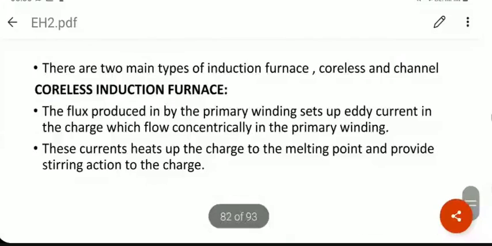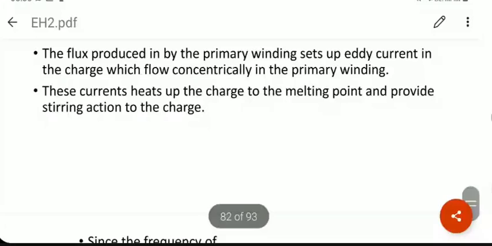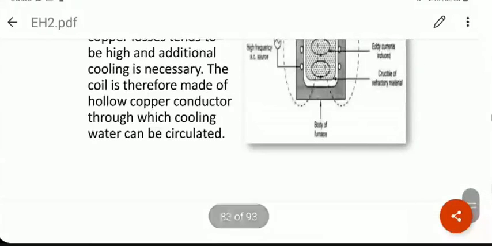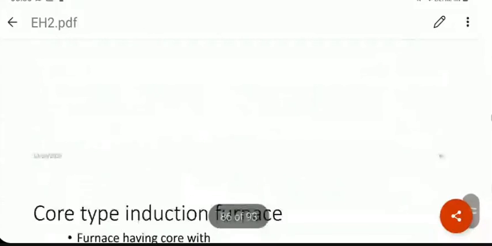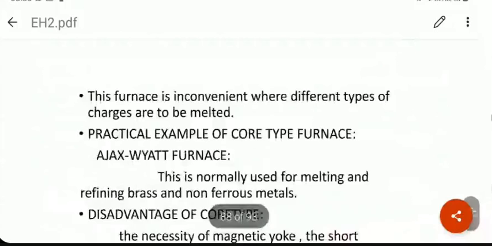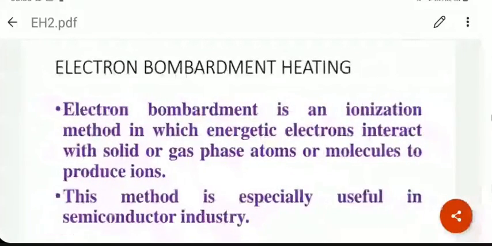There are two different varieties in principle, core type and coreless type. Both are okay. There are advantages and disadvantages for each of them. I don't think I want to go too much into details of everything, but it's there in case you need all the info in the future. Now I want to show you the next method of electric heating, which is very popular in semiconductor industry.